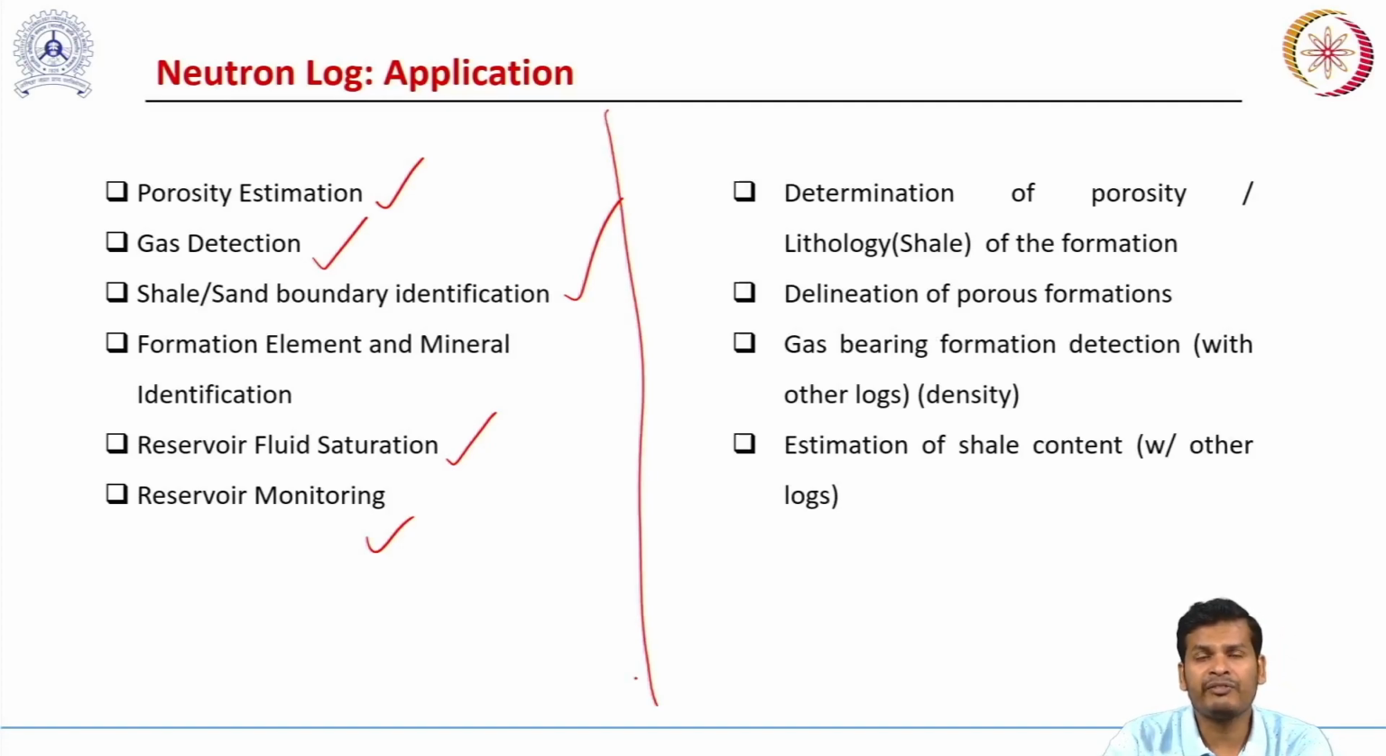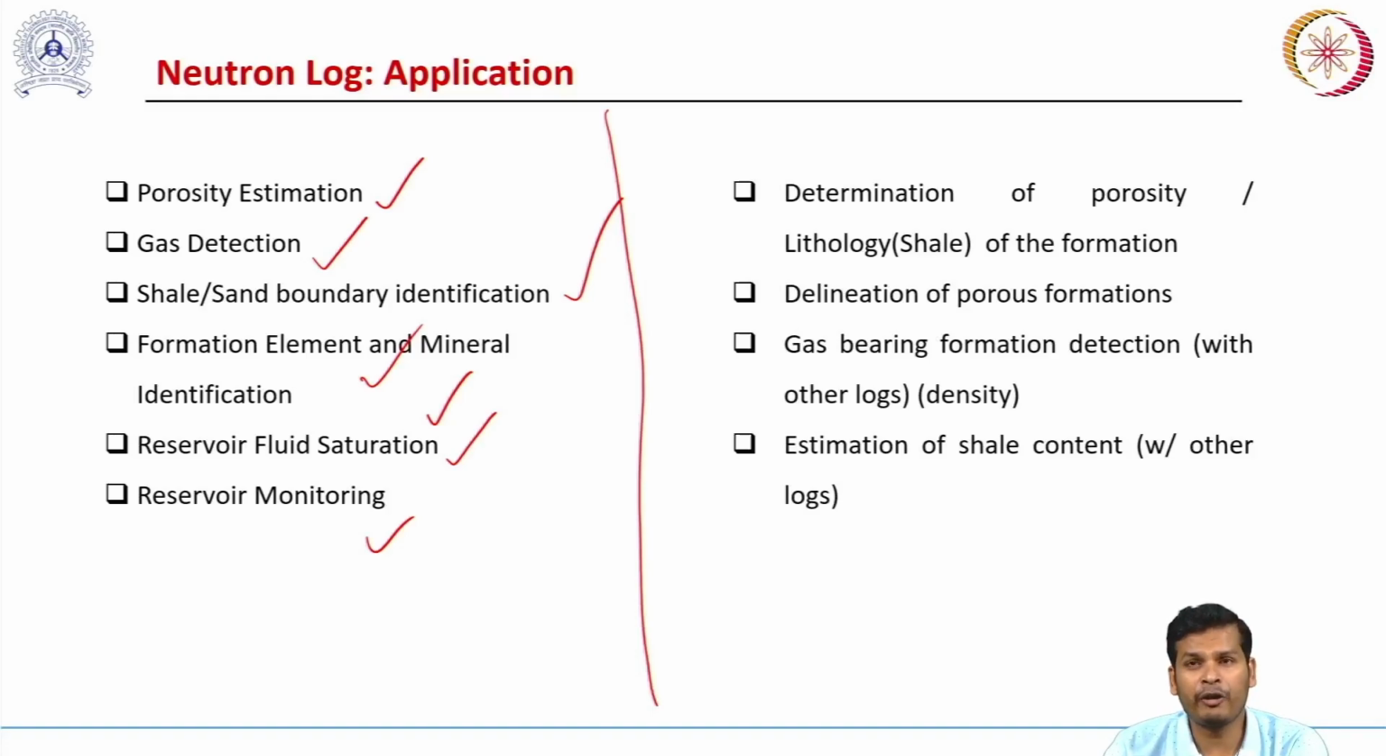But in this course, we are only interested in the neutron porosity logging tool. That means the application of neutron logging in the estimation of formation porosity. So the tool that we will be discussing in this course or in this lecture will be focused on determining the porosity of the formation, and not on other properties such as reservoir fluid saturation measurement or formation elemental and mineral identification at the elemental level.